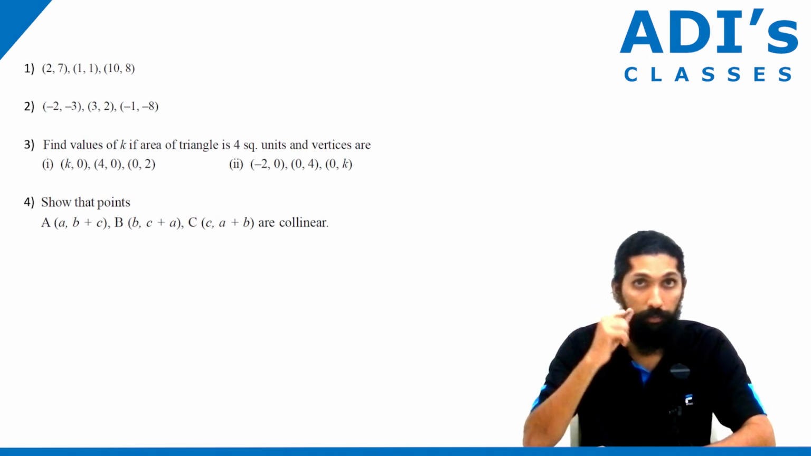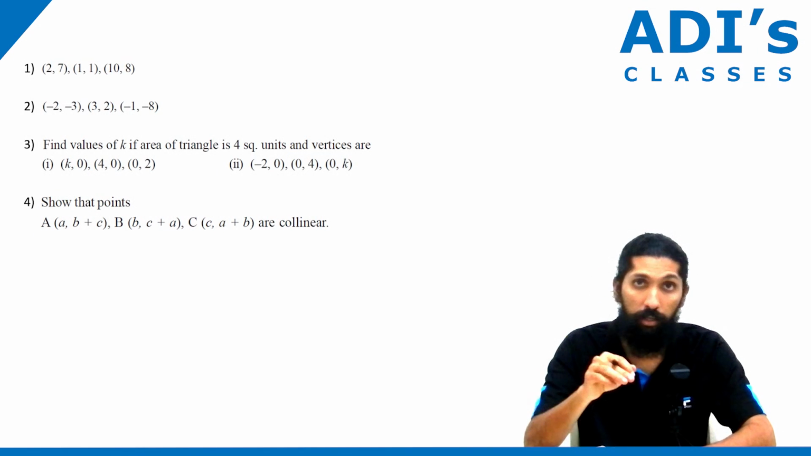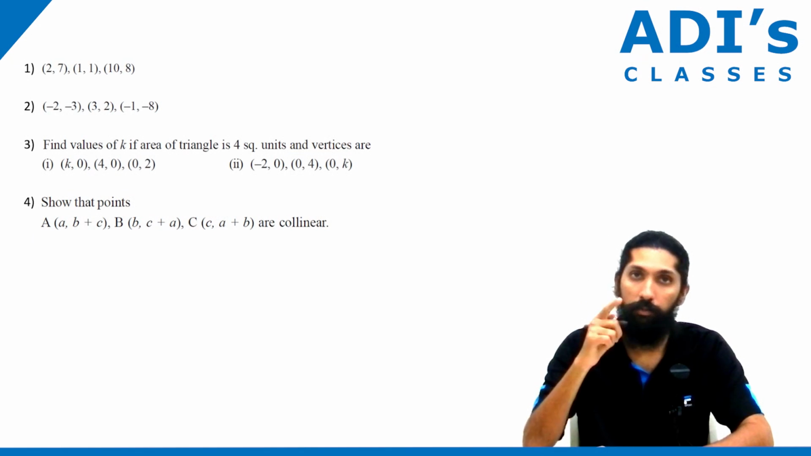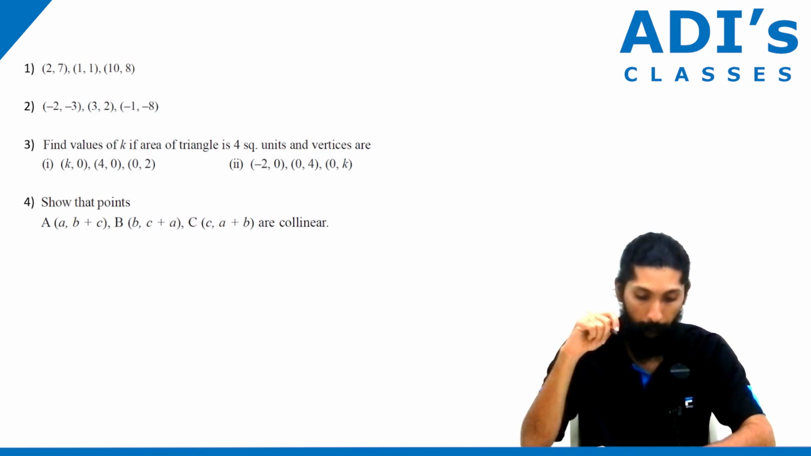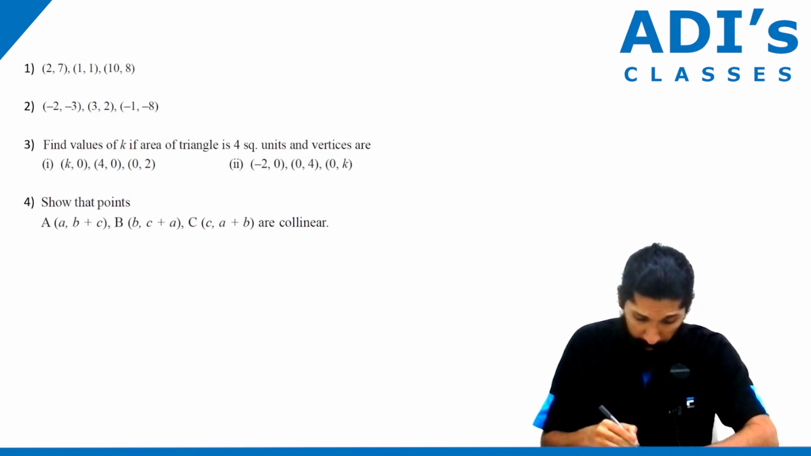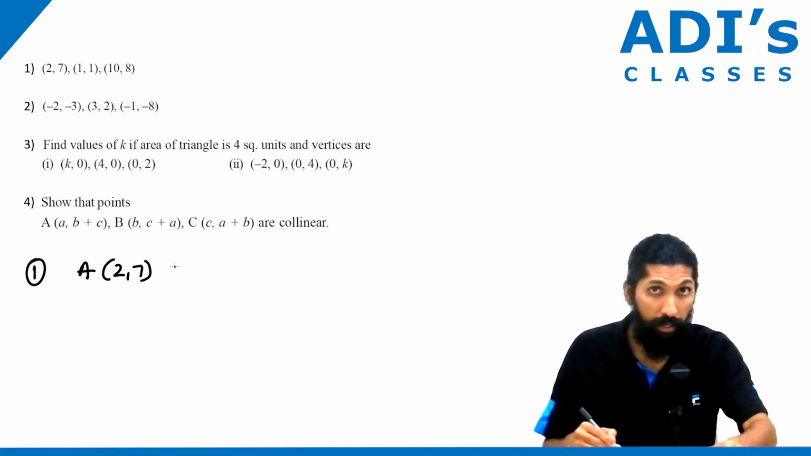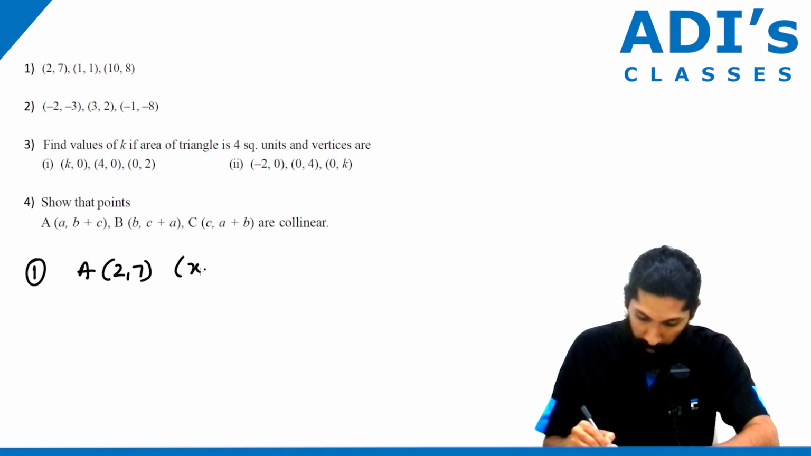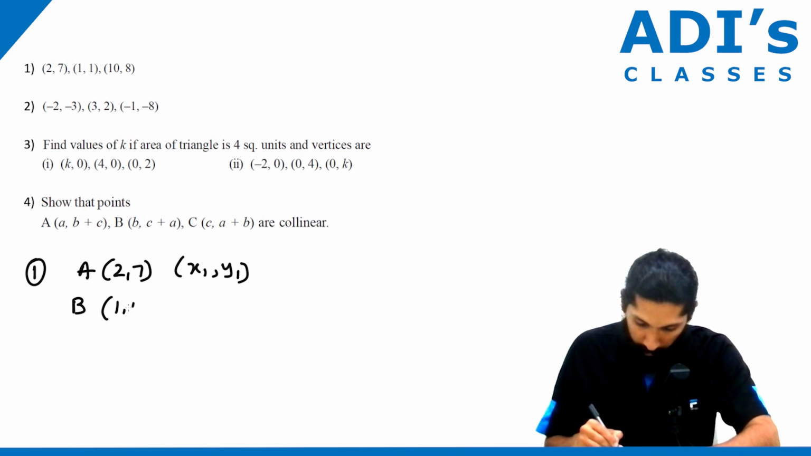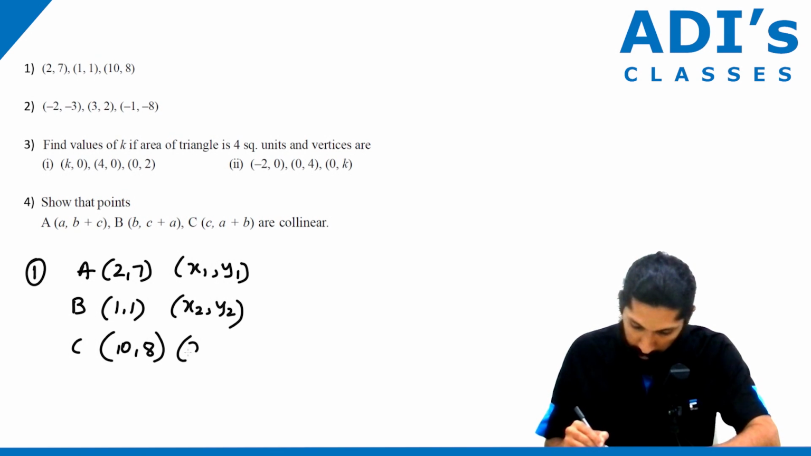In the first one, 3 points are given. You have to figure out the area of the triangle formed by these 3 points, for the first one as well as the second one. Let's start with the first one, very simple. Let's say the A value is (2, 7), which is x1, y1. Next, the B value is (1, 1), which is x2, y2. The C value is (10, 8), which is x3, y3.